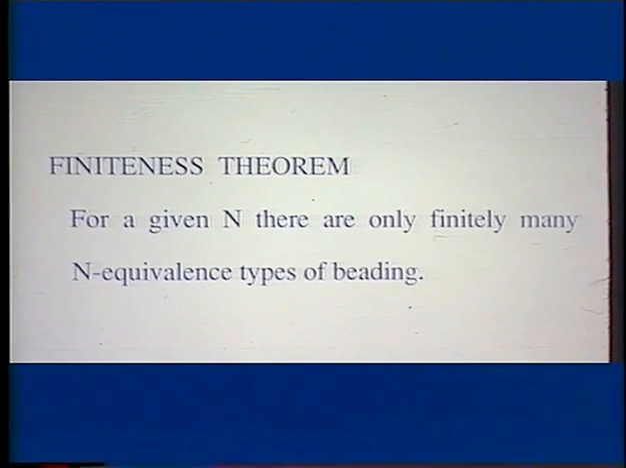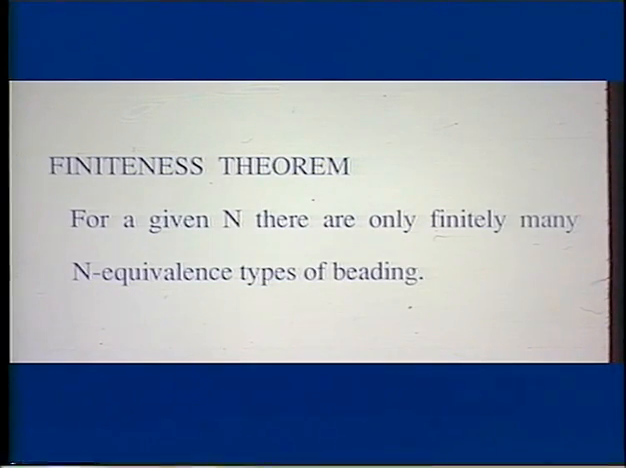We've already seen this for black beadings and the number n equals 2. We saw there that there are just 3 equivalence types. There was, first of all, the beading with just 1 bead, and second there was 2 beads, and third there was 3 or more beads. Those are the only equivalence types. But this is a general theorem, Fraïssé's finiteness theorem, that for any positive n, there are just finitely many n equivalence types.